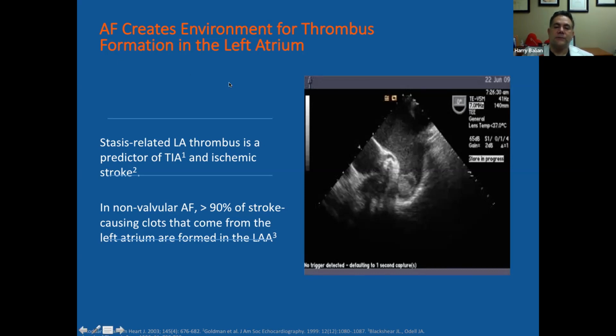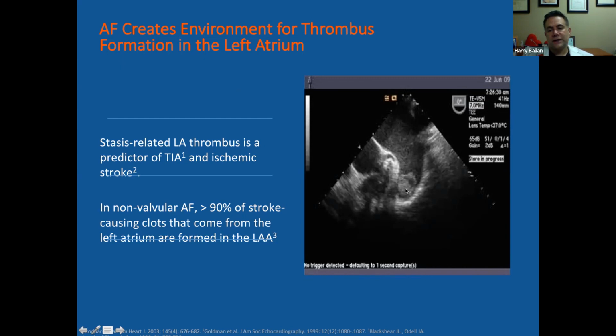So AF, atrial fibrillation, creates a thrombus in the left atrial appendage, rather, that can embolize to the brain. That's why atrial fibrillation has high morbidity and mortality. Patients with atrial fibrillation are at added risk for cardioembolic strokes.